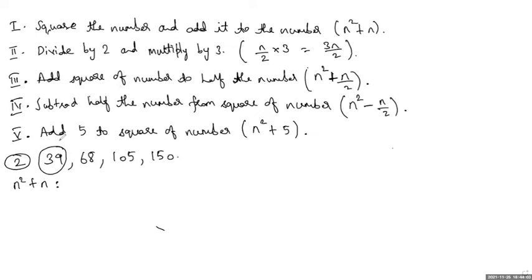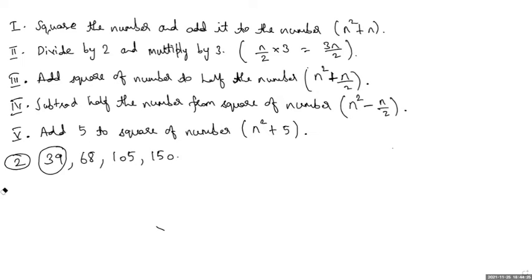Now the next number is n is equal to 6. We'll check for n is equal to 6. 6 square is 6 into 6, 36. 36 plus 6 is 42. But look, here it is 39. That means clearly the first rule is wrong. So the first rule is not correct.